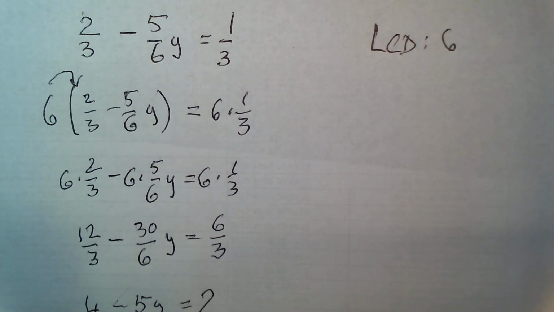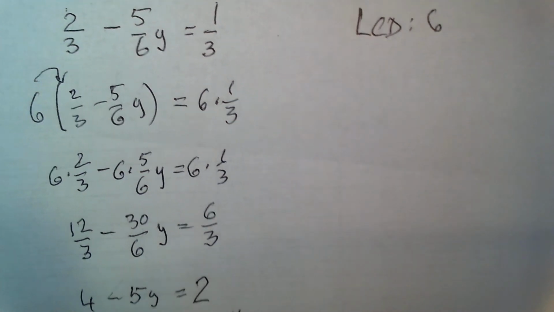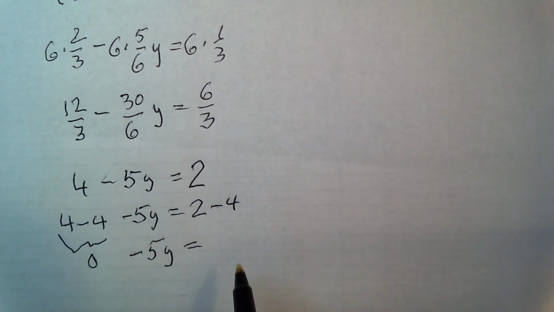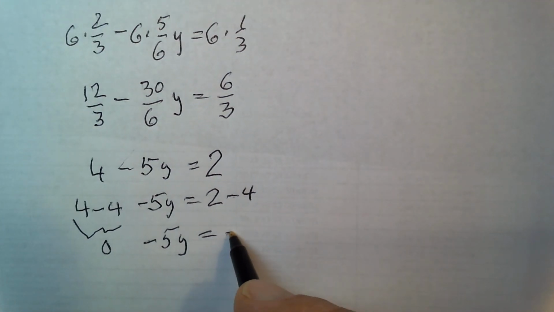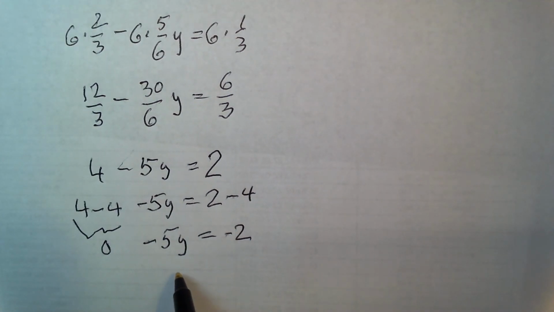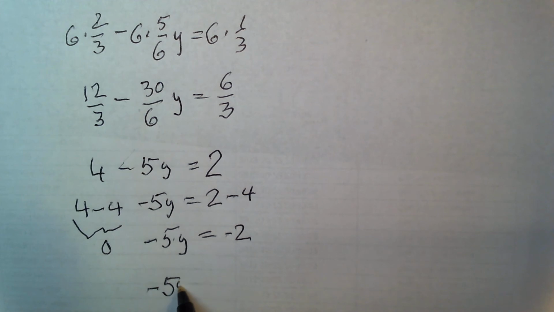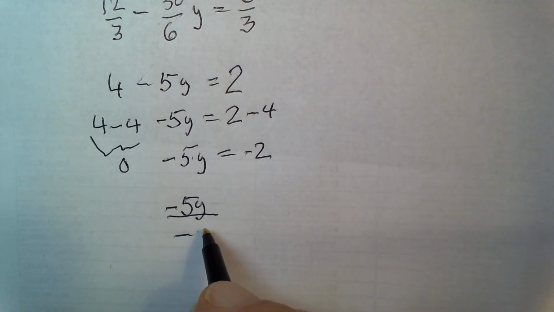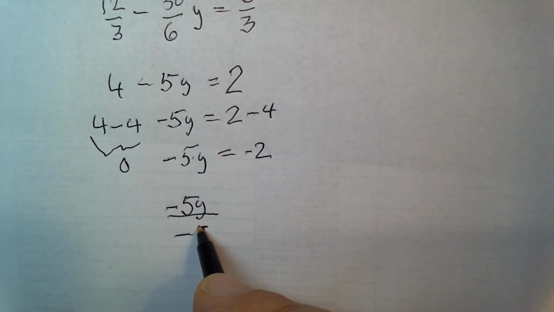So now we simply subtract 4 on both sides. Again, we use the addition principle first. That gives us a 0 here, and we have a minus 5y, and 2 minus 4 is negative 2. And so now we divide both sides by the coefficient of y, which is minus 5. Remember, we need to divide by negative 5. That's an important detail, minus 5.